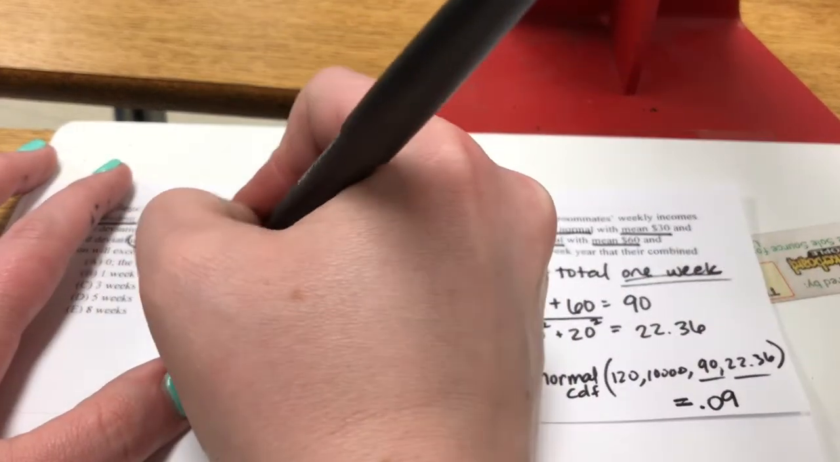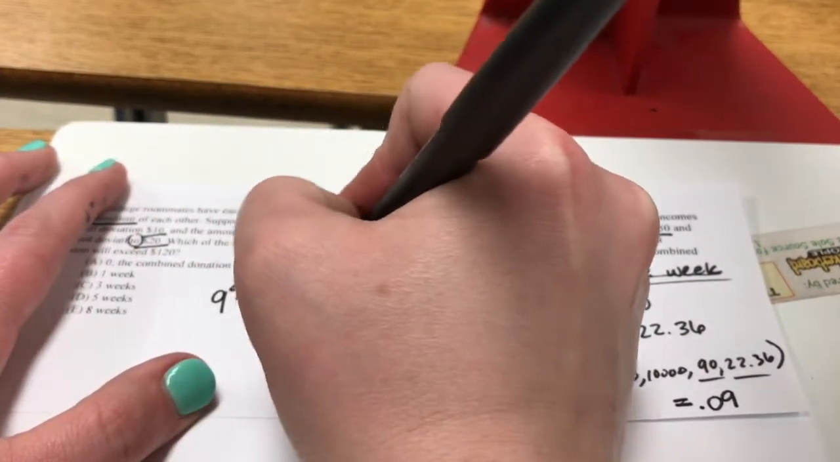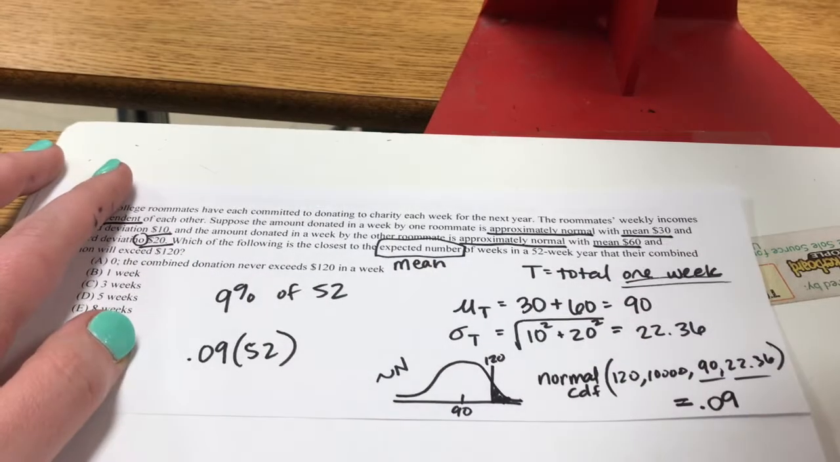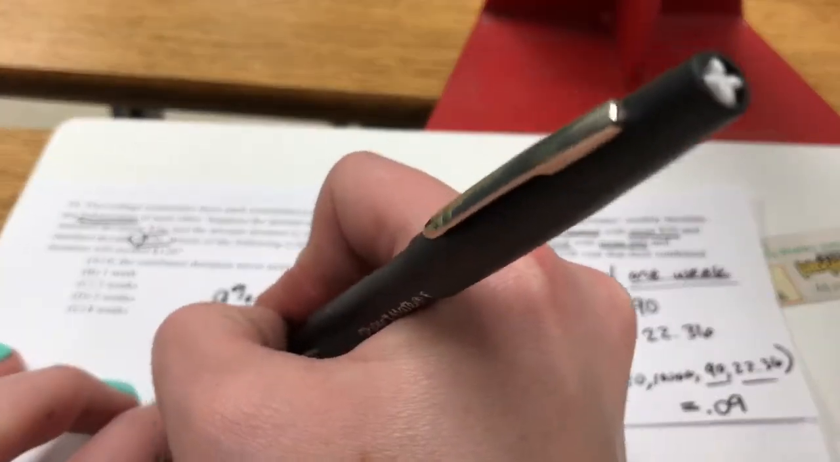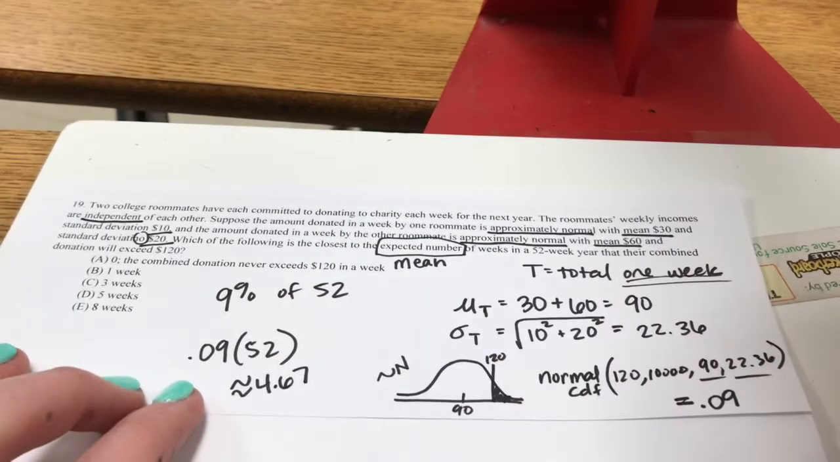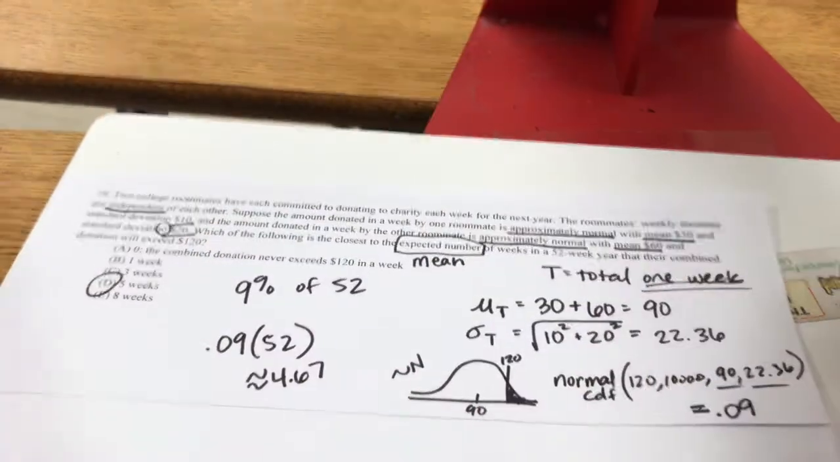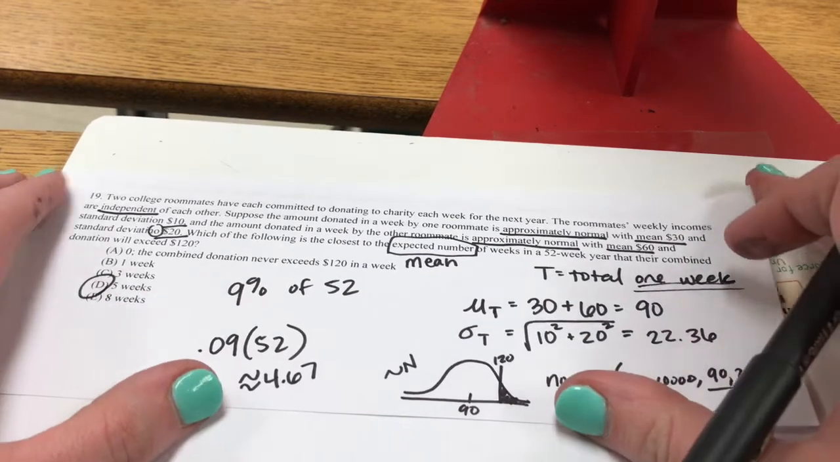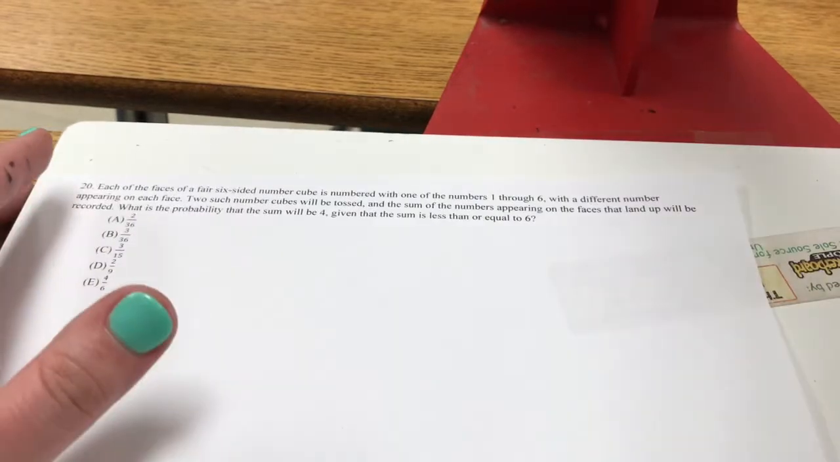So we're basically finding 9% of 52. So 0.09 times 52, and you should get 4.67, which, you know, round to 5. Okay, so that was probably the trickiest one of all these 5.